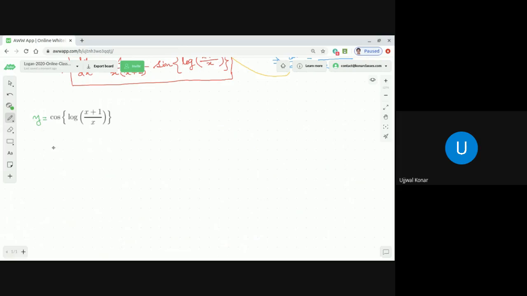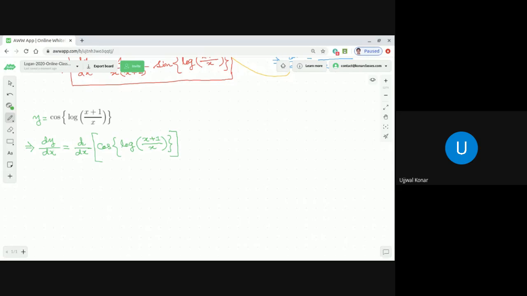Okay, so here, what do you need to find? We need to find dy/dx. See how I am doing it. dy/dx is equal to d/dx of a big thing. It is not that big, though apparently it is big: cos of log of x plus 1 divided by x. Correct?